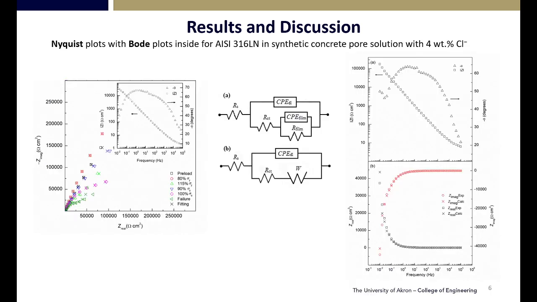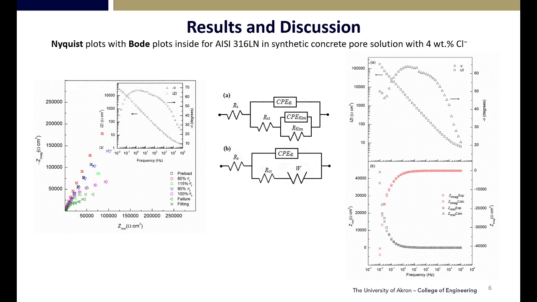Similar results were seen in the Nyquist plots, where we have an improvement from the preload to 80% of the yield. Once we cross the yield, we have a decrease, followed by 90% of the UTS, where we have an improvement. However, it's not even close to the preload values we had before. After that, 100% of the UTS and the failure are even lower, showing even lower corrosion properties.